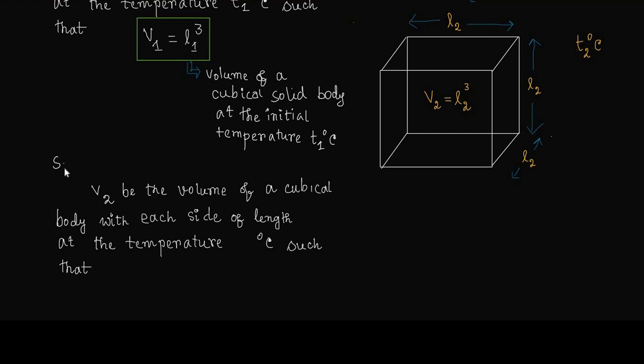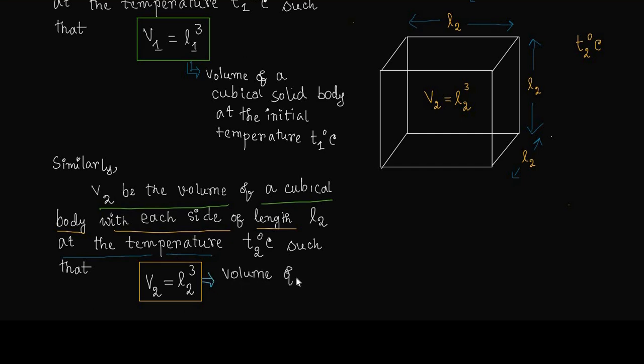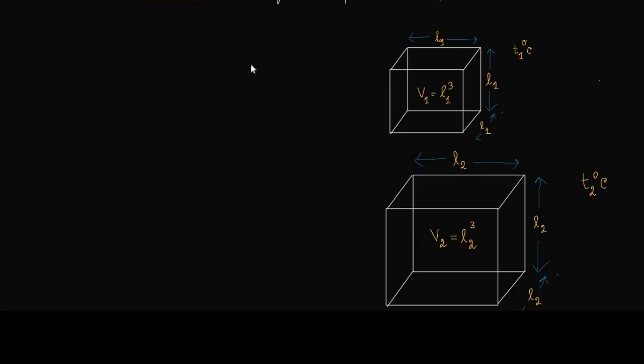Similarly, let V2 be the volume of the same cubical body with each side of length L2 at the final temperature T2 degree C, such that V2 is equal to L2 cube. V2 is equal to L2 to the power 3, that is the final volume of the cubical body at the final temperature T2 degree C.